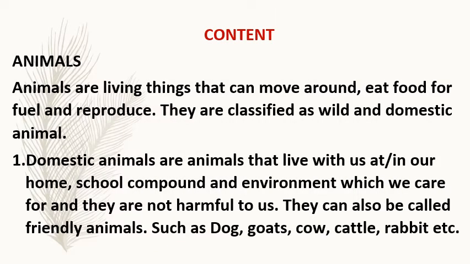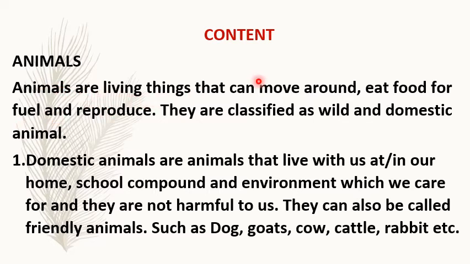Now, on the topic of our lesson, animals. Say it. Animals. Good. What are animals? We see animals around us. Remember, a human being is an animal too. Animals are living things that can move around, eat food for fuel, and reproduce. Why do we say human beings are animals? Because human beings also do these things that we said animals do.